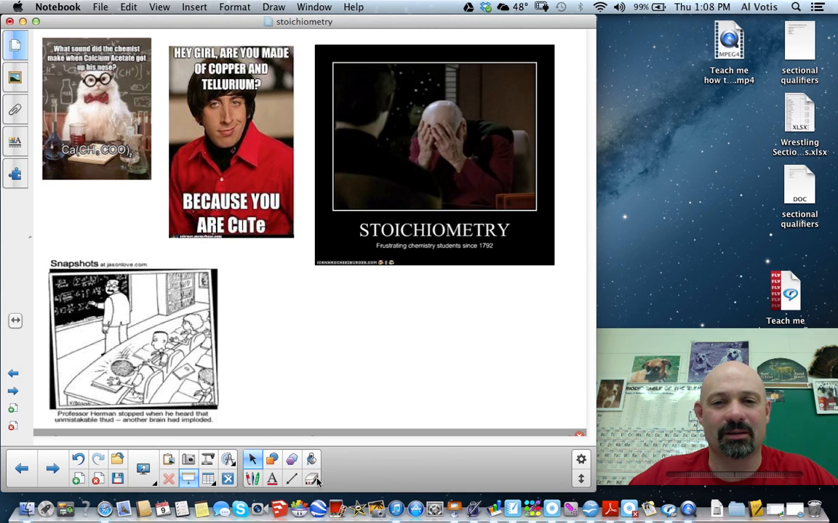But the other two, the one on the right and the one on the bottom, are ones I know you will probably get frustrated at times with some of this stuff, but keep in mind it's doable. You can all handle this, and it's a very important skill that chemists have.